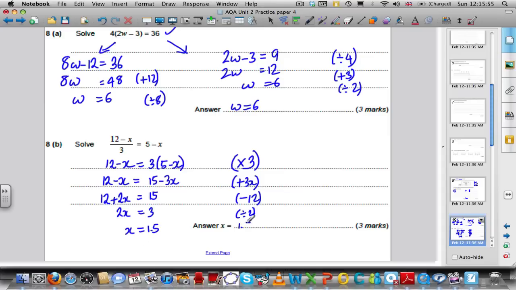Again, check whether your answer works here. 5 take away 1.5 is 3.5. 12 take away 1.5 is 10.5. And 10.5 divided by 3 is 3.5. So I've got the right answer.